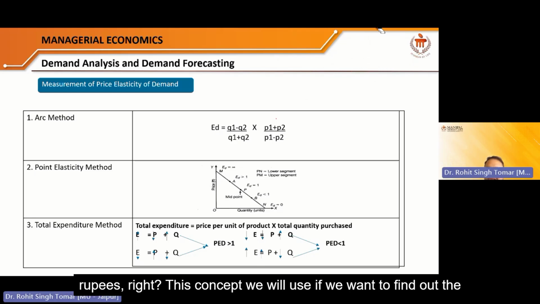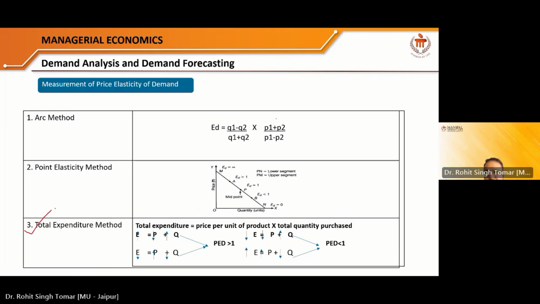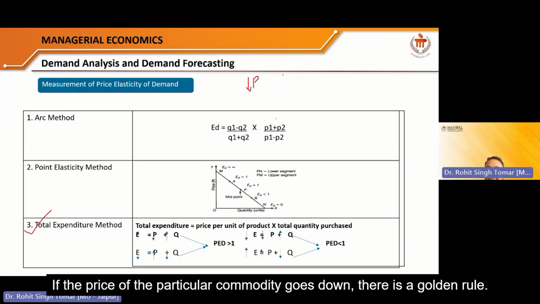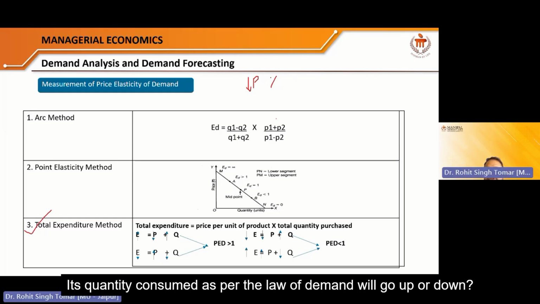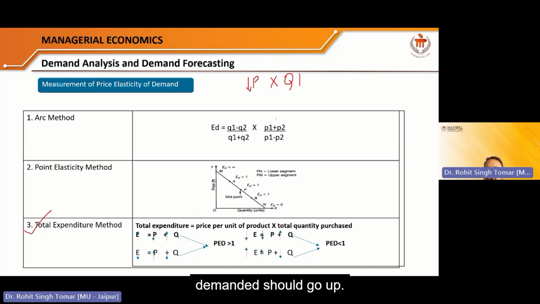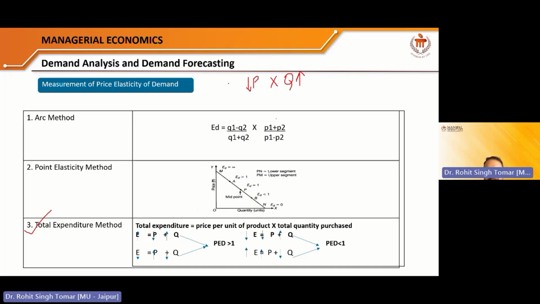This concept we will use if we want to find out the elasticity using the total expenditure method. Look here, look at my cursor. If the price of a particular commodity goes down, there is a golden rule: its quantity consumed, as per the law of demand, will go up or down? By this time, you should know: if the price goes down, the quantity demanded should go up, right?